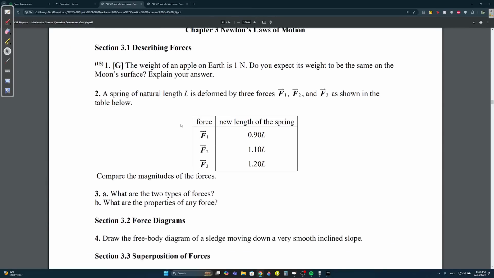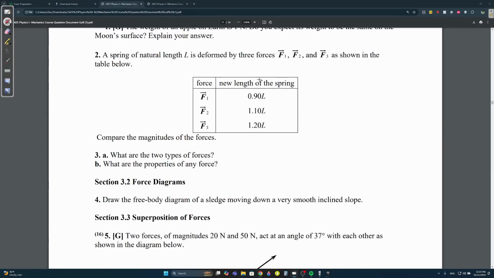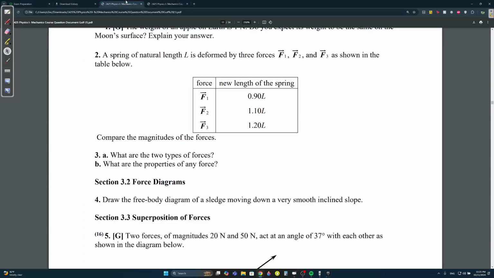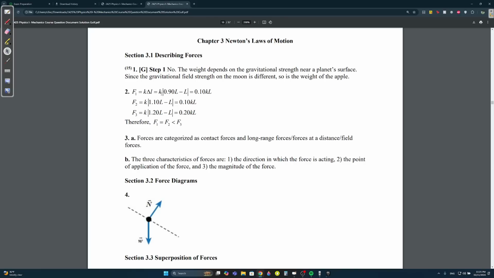Good question, guys. A spring of natural length L is deformed by 3 forces, F1, F2, and F3. Compare the magnitudes of the forces. For F1, the new length is 0.9 L. F2, 1.1 L. F3 is 1.2 L. Which one caused the most deformation? Surely F3. So F3 is stronger than F2, stronger than F1. F1 is equal to F2. Why?